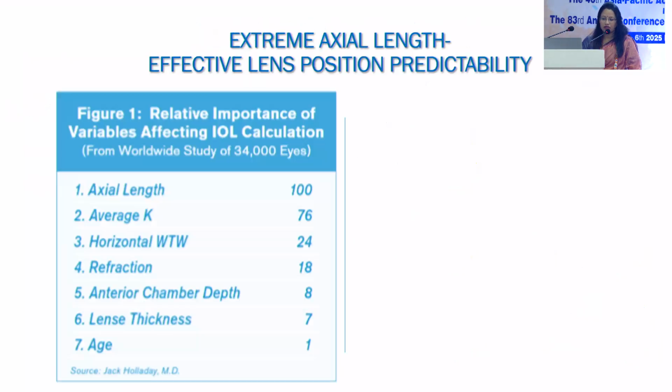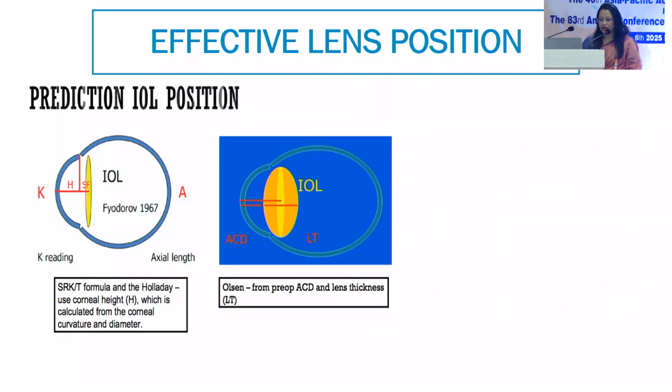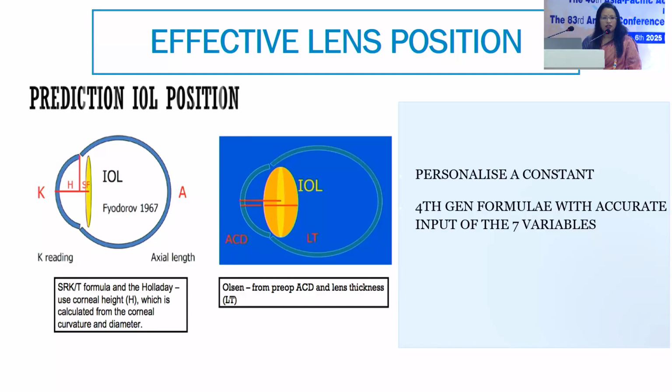And then of course we need to be sure about the IOL availabilities. So effective lens position predictability can be calculated by various parameters like axial length, keratometry, horizontal white to white, postoperative refraction, anterior chamber depth, lens thickness, and of course the age. So what is the predictive IOL position? It is between the posterior part of the cornea and the anterior surface of the IOL. It might vary in different subsets of patients and also in patients in which the IOL is not implanted inside the bag. So we need to have a personalized A constant, as Dr. Vinita has just now emphasized.